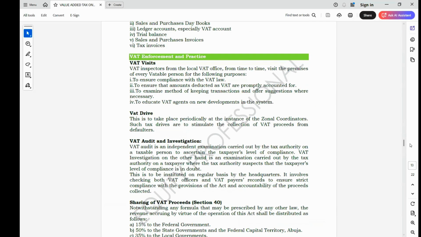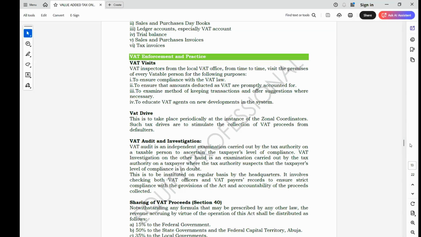Because the person collecting the VAT is acting as an agent to the relevant tax authority, the tax law also gave FIRS a right to carry out a rigorous process on the activity of that VATable person. So FIRS have a right to carry out enforcement and practice.